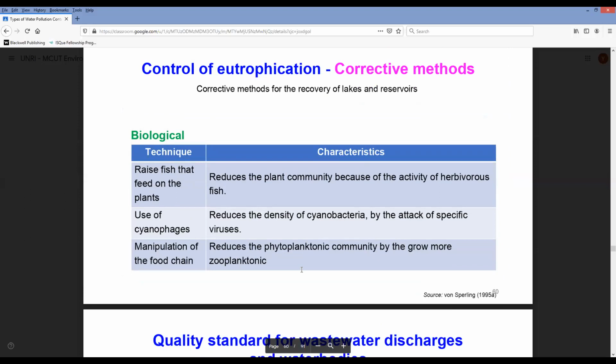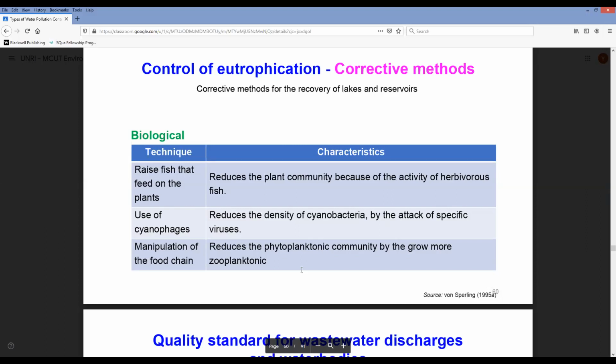And then here comes the biological part. The biological part is first they raise the fish, and they feed on the plant. So it means they try to grow more fish in the lake, and sometimes the fish will consume some nutrient in the lake. Okay, so when the fish consume the nutrient, the concentration will become low, so the water becomes clean.